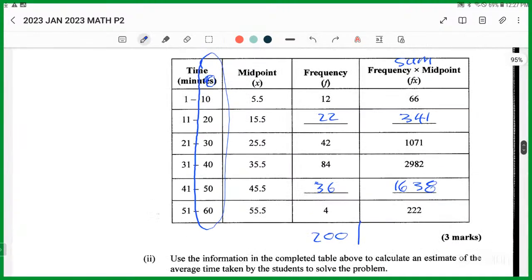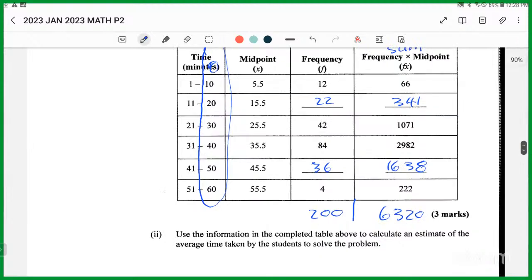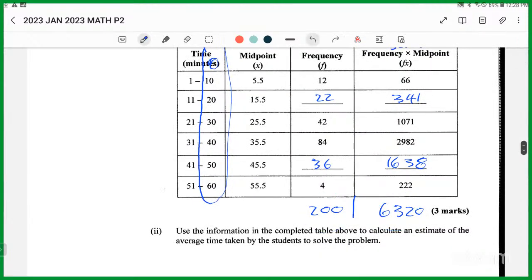Add up all of these now. This plus this plus this plus this, plus that plus that. 6320. That's it. So the mean is this divided by that. Simple.